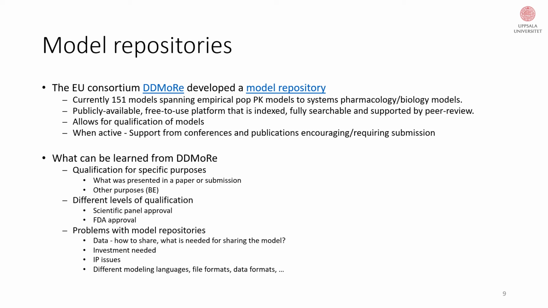Well, I think one thing is that the qualification should be for specific purposes. You could have qualification based on what was presented in a paper or a submission, but you could also have qualification so that you could use this model, for example, for bioequivalence, model-based bioequivalence. You could have different levels of qualification, scientific panel approval or FDA approval.